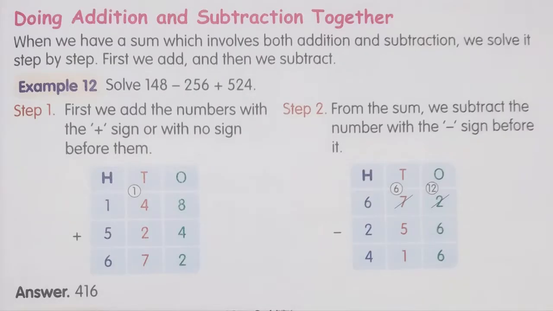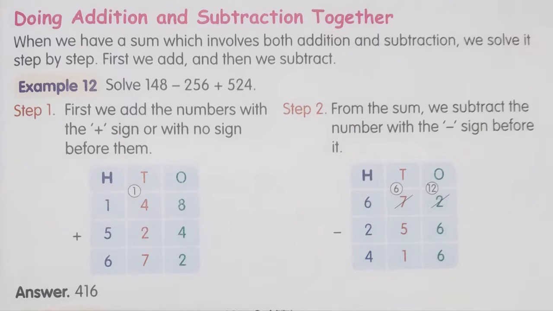Now doing addition and subtraction together. अब addition और subtraction को साथ में करना. When we have a sum which involves both addition and subtraction, we solve it step by step. First we add and then we subtract. यदि हमें एडिशन और सब्ट्रैक्शन साथ में मिलता है तो हम इसे स्टेप बाय स्टेप सॉल्व करते हैं. सबसे पहले हम ऐड करेंगे और उसके बाद में सब्ट्रैक्ट करेंगे.